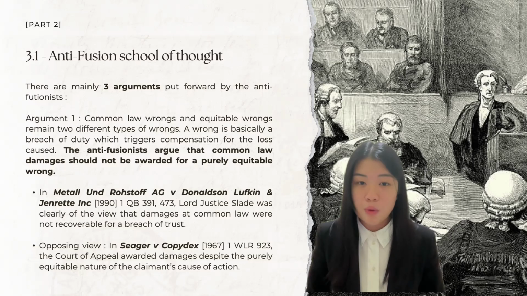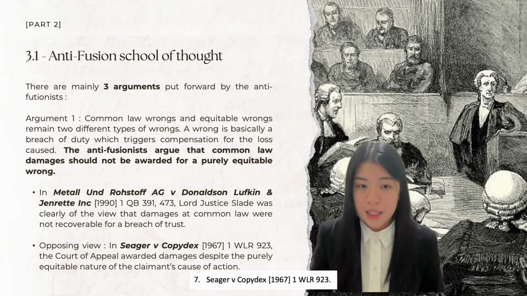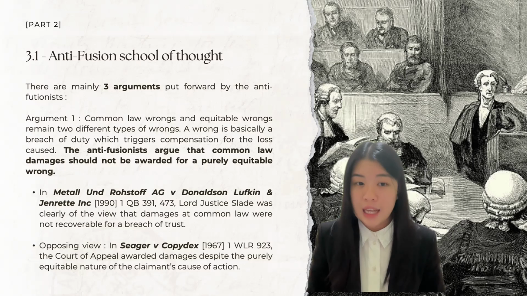However, there are some authorities which came in opposing view. For example, in Seeger and Copydex, the Court of Appeal awarded damages despite the purely equitable nature of the claimant's cause of action. Situations like this, where damages were granted for breach of fiduciary duty, had never occurred before the Judicature Act. Therefore, this suggests that fusion may be possible.